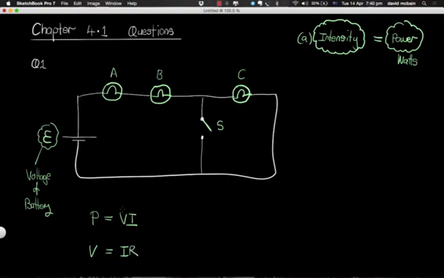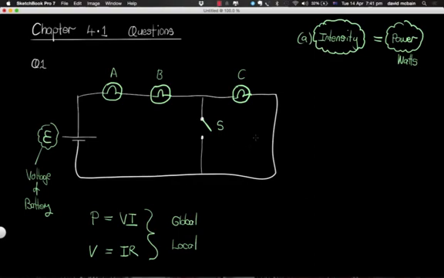Now you might also remember that these two formulas both have a global version and a local version. If we're talking about the global version, we're talking about the entire circuit as a whole. If we're talking about the local version, we're talking about a particular component of the circuit. Okay, so let's have a look at this first question.